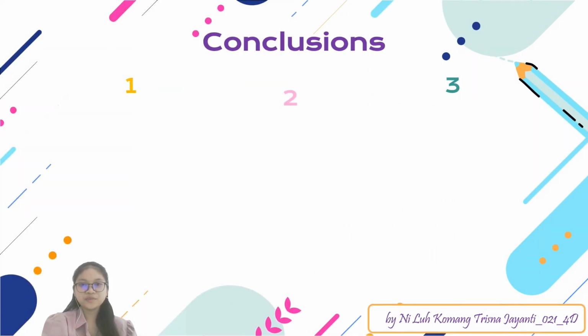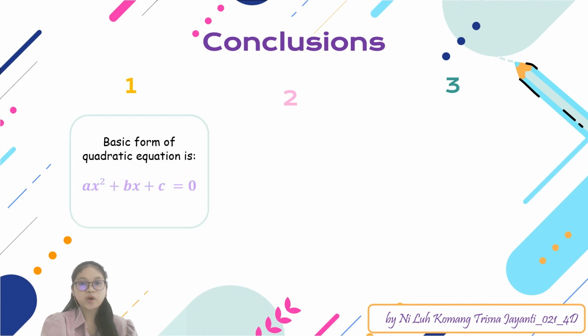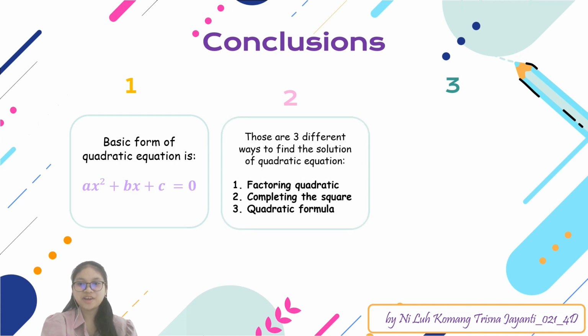In conclusion, we have covered the main aspects of quadratic equations and their solutions. Here are the key points to remember. First, the basic form of a quadratic equation is ax squared plus bx plus c equals 0, where a, b, and c are coefficients. Second, there are three different methods to find the solutions of a quadratic equation: factoring, completing the square, and the quadratic formula.